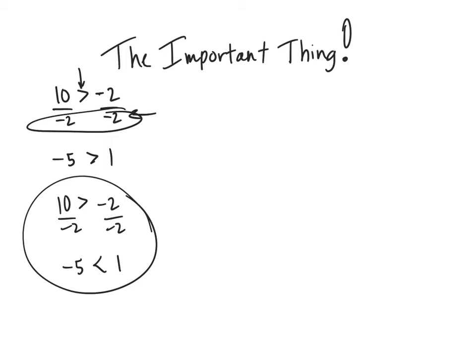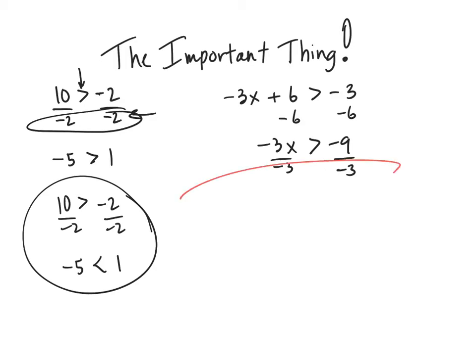So if I was solving this inequality, negative 3x plus 6 is greater than negative 3, and I subtracted 6 from both sides. Negative 3x is greater than negative 9, and I divide both sides by negative 3. Notice that I'm dividing by a negative. When you divide by a negative, you must flip the sign. So this becomes x is less than 3.